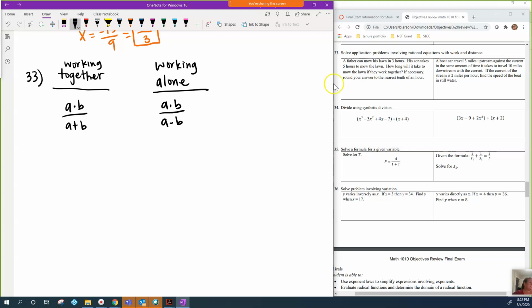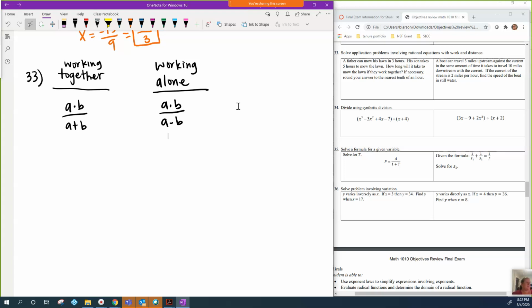So if I'm looking at this 33, that first one there, a father can mow his lawn in 3 hours. His son takes 5 hours to mow the lawn. How long will it take to mow the lawn if they work together? And then notice it says round your answer to the nearest tenth if needed. Watch those instructions closely. I just hate that I have to take off points when people round to the wrong place, but that's what I have to do on the final. So make sure that you're watching that closely, okay?